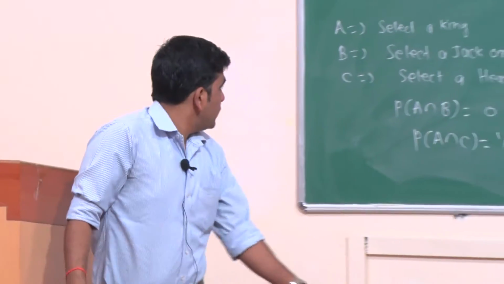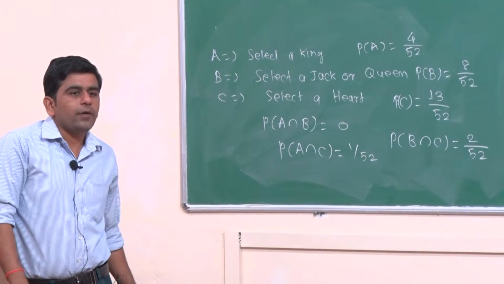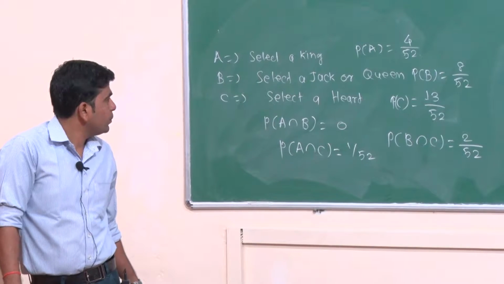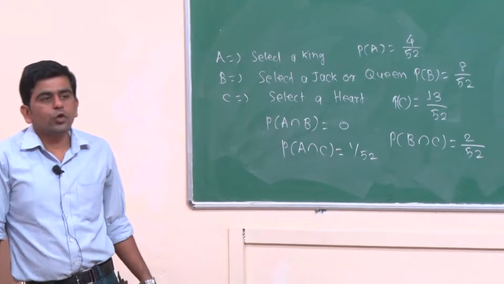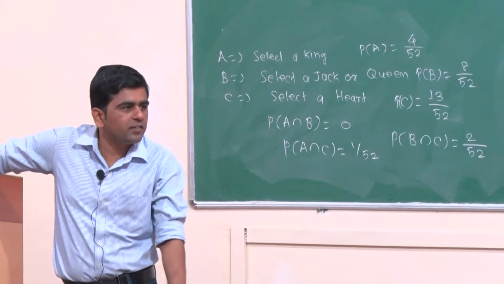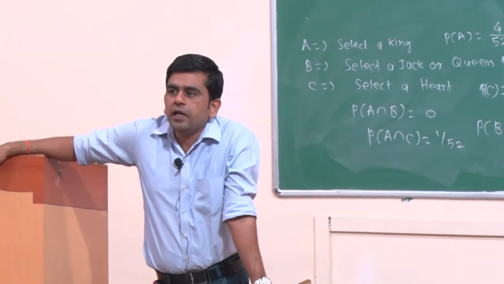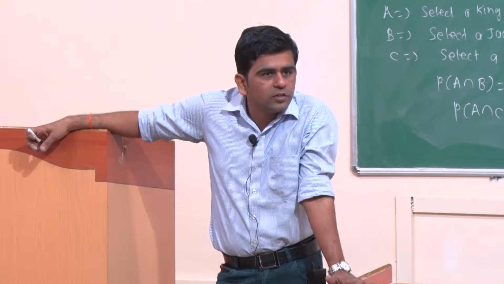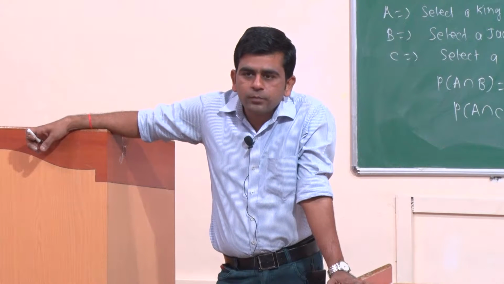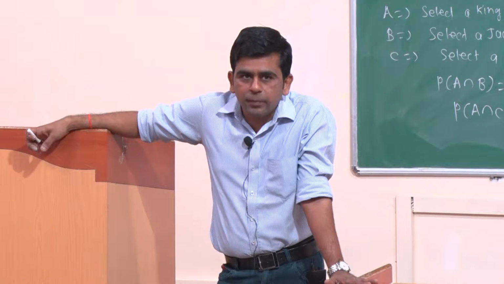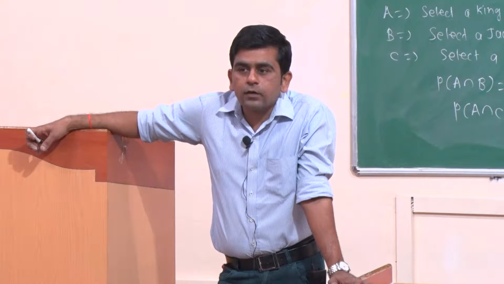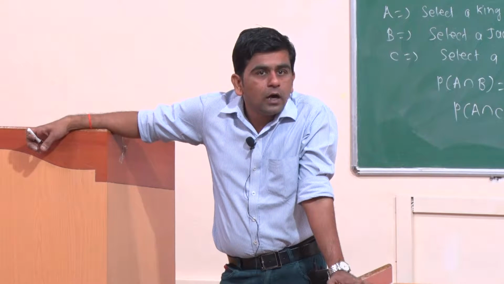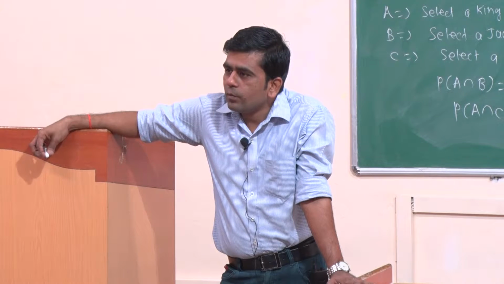Probability of B intersection with C, that is equal to 2 by 52. We have to find out probability of B into probability of C, that is equal to 2 by 52. So here probability of B intersection C, that is equal to probability of B into probability of C. That means these 2 events don't depend on each other. So these 2 events are statistically independent. As these 2 events are statistically independent, we can say that their covariance is equal to 0. So these 2 events are uncorrelated to each other.